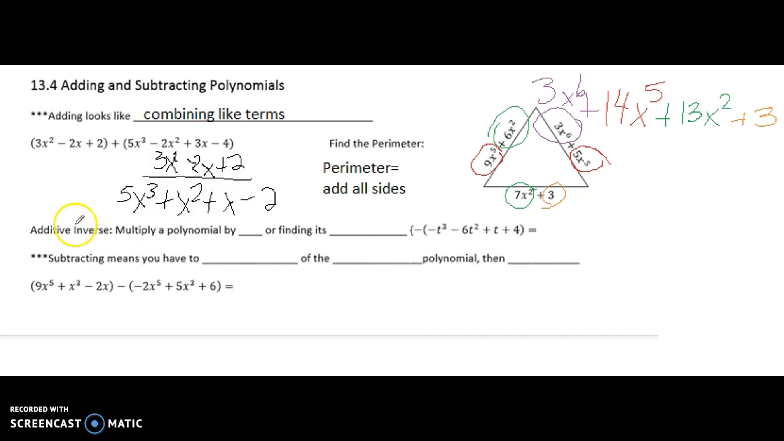Subtracting is a little bit different because we need to know what the additive inverse is. It just means multiplying a polynomial by negative 1 or finding its opposite. So if we're looking at this example, we want the opposite of negative t cubed minus 6t squared plus t plus 4. So we're just going to change all the signs in the parentheses. So it becomes a positive t cubed, positive 6t squared, minus t, minus 4.